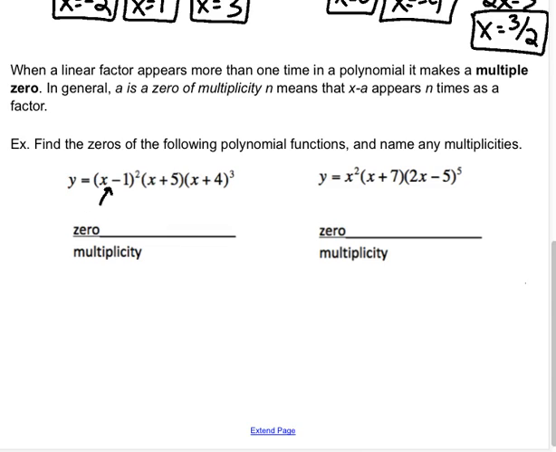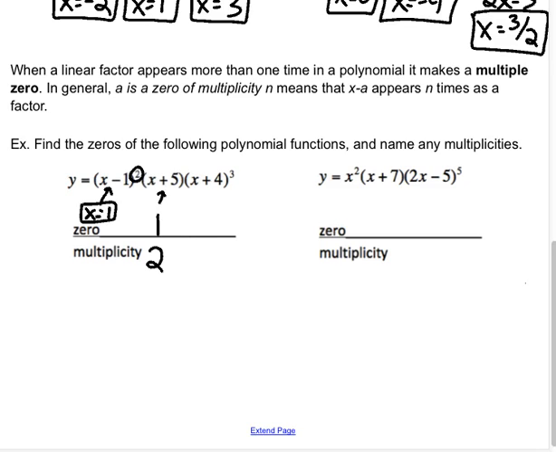So this right here is a 0 of 1. All right, so the 0 is 1. What's its multiplicity? Well, it has an exponent of 2. So when it has an exponent like that, that gives it a multiplicity. That 0 has a multiplicity of 2. It is being expressed twice in that polynomial. You've seen this before. When the vertex was sitting right on the x-axis, that was having a multiplicity of 2.